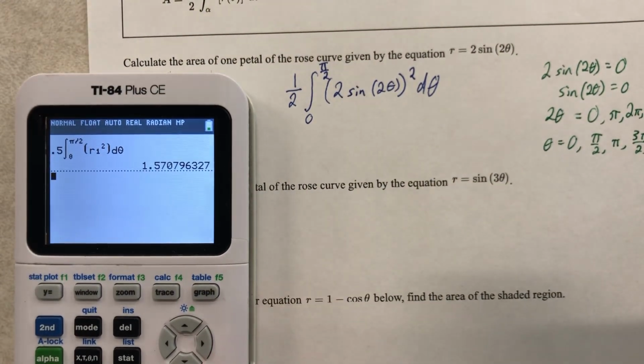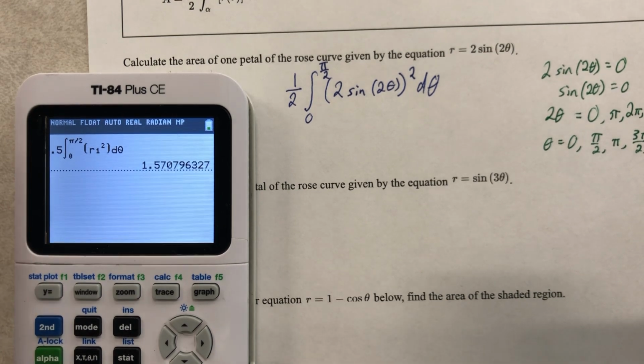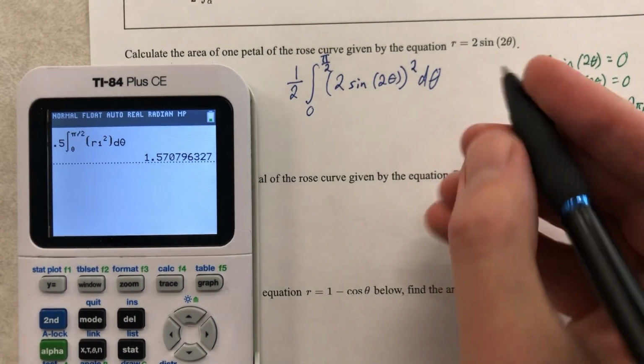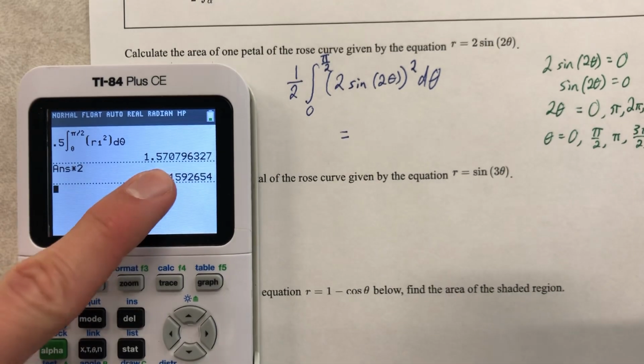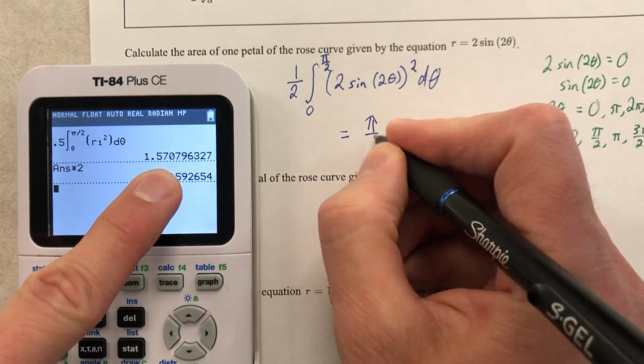Maybe it does, maybe it doesn't. That may not look too special to you either, but I want to show you something cool. So I'm about to write the answer, but I'm not going to write that. Multiply that by 2. What do you get? This that you just got is pi over 2.